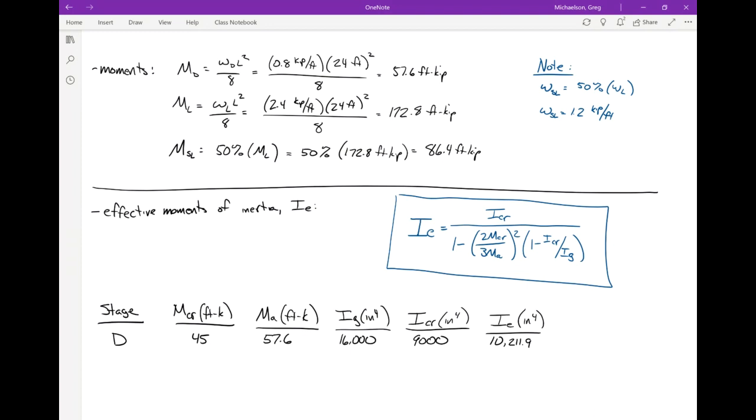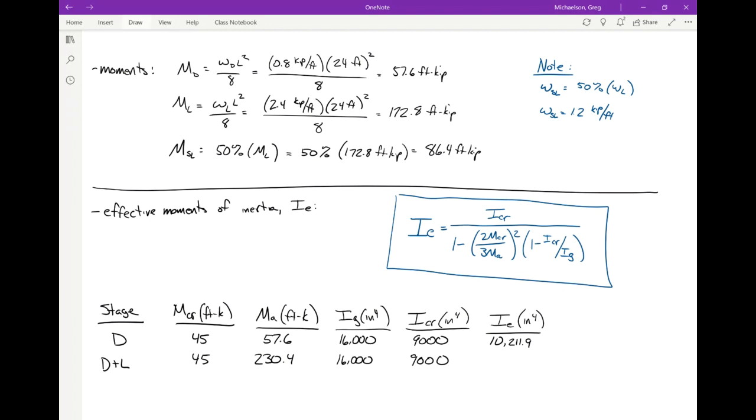Okay, well, let's go ahead and do the next one, dead plus the live. The nice thing about setting it up in this table format is everything except for MA is the exact same. The only thing that changes is the MA. So now we have the dead plus the live. Instead of using 57.6, we use 57.6 plus 172.8. And so that comes out to be 230.4.